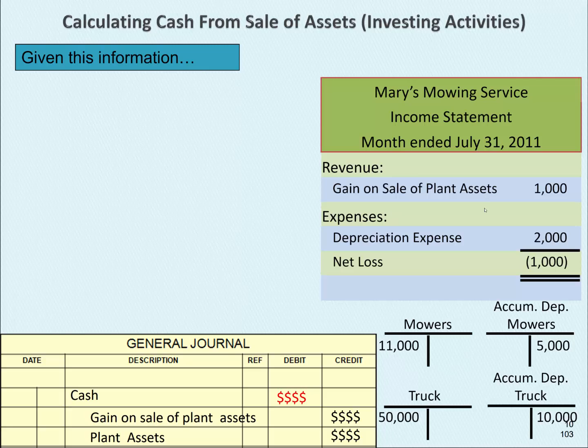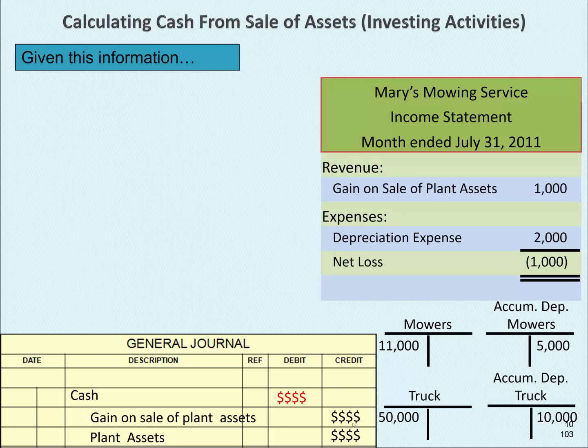Now notice on the income statement, we have depreciation expense and we have a gain on the sale of plant assets. And the result was a loss of $1,000. And then down here in our journal entry is just the placeholder for a journal transaction where we sell plant assets. We know we're getting rid of plant assets because the plant assets are being credited. We know we sold them for cash because cash is going up with a debit. And we know we have a gain on a sale of plant assets. Why do we know that we have a gain? Because it says so here in the income statement.